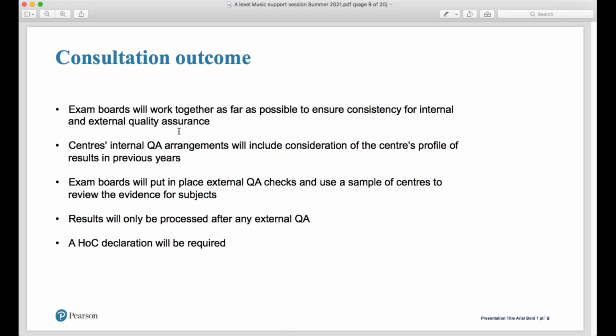Just some more comments there around the grade boundaries, but let's continue with the slides. This is more around the quality assurance processes, and a lot of this is still to be confirmed, but the consultation outcomes stated that exam boards will work together as far as possible to ensure consistency for internal and external quality assurance. Centres' internal quality assurance arrangements will include consideration of the centre's profile of results in previous years, and exam boards will put in place external quality assurance checks, and this could include using a sample of centres to review the evidence for one or more subjects.